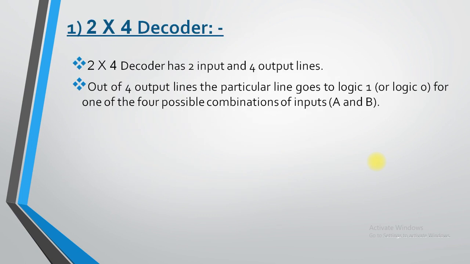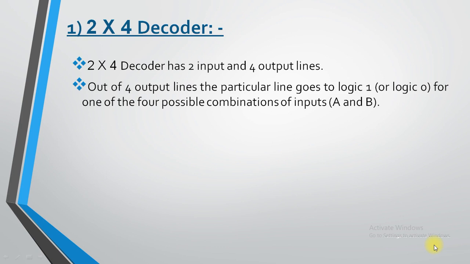Now over here we have two types of decoder, 2 into 4 or 3 into 8. First of all, let us understand what a 2 into 4 decoder is. A 2 by 4 decoder has 2 input lines and 4 output lines, and out of the 4 output lines, at a time you will get one activated output line for one of the 4 possible combinations.